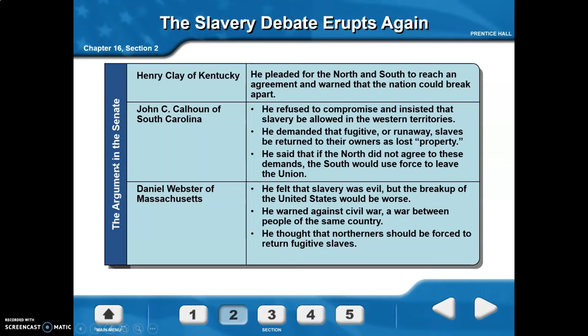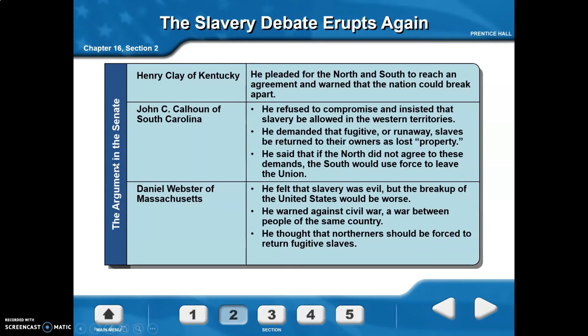John C. Calhoun of South Carolina, we talked about him in the past, he refused to compromise on this issue, and he insisted that slavery be allowed in all the Western territories that we gained. He demanded that the runaway slaves, or fugitive slaves, be returned to their owners because they were considered lost property. Remember, we had this whole discussion when we talked about the South. They viewed the enslaved people as property, not as human beings. John C. Calhoun also said that if the North did not agree to these demands, then the South was going to leave, or secede from, the Union, which is what so many people were afraid was going to happen.